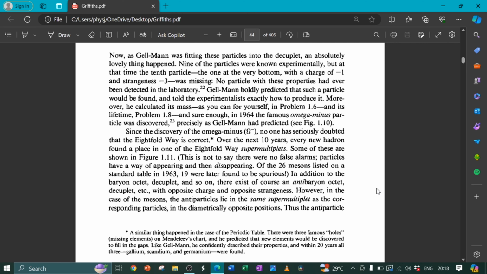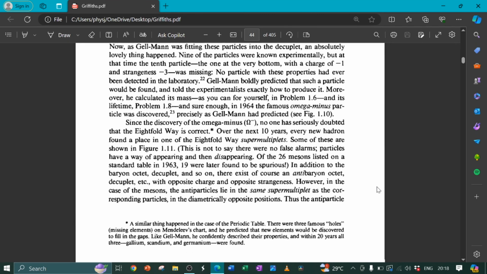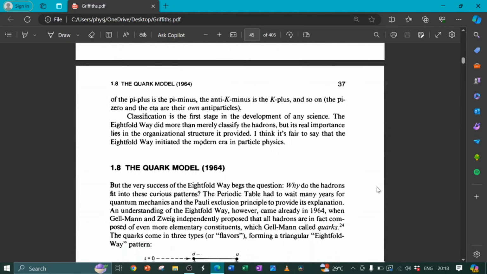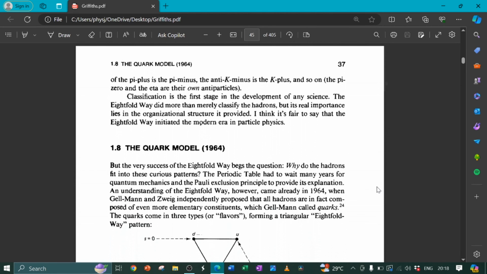However, in the case of the mesons, the antiparticles lie in the same supermultiplet as the corresponding particles in the diametrically opposite positions. Thus, the antiparticle of the pi plus is the pi minus, the anti-K minus is the K plus, and so on. The pi 0 and the eta are their own antiparticles.